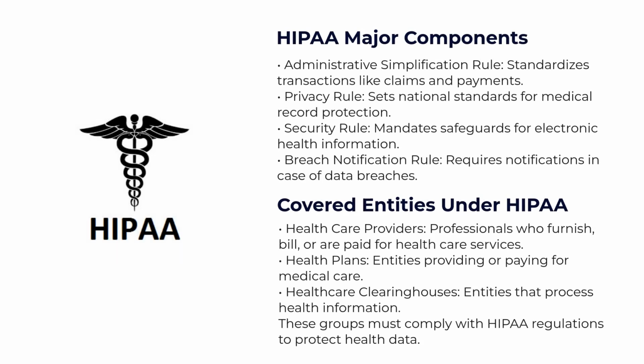HIPAA major components. Administrative simplification rule: standardizes transactions like claims and payments. Privacy rule: sets national standards for medical record protection. Security rule: mandates safeguards for electronic health information. Breach notification rule: requires notifications in case of data breaches.